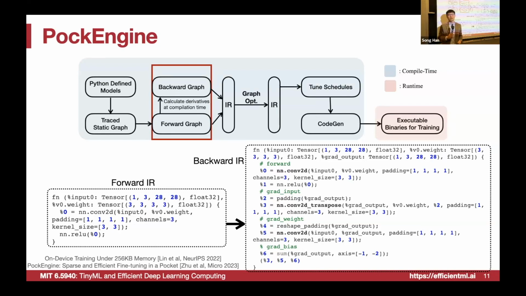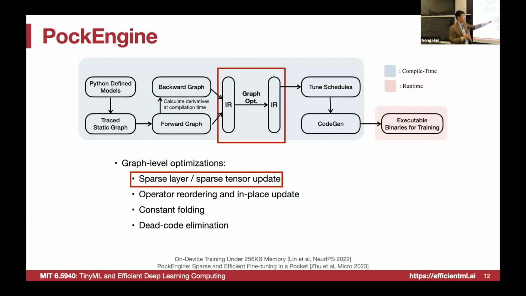That's why the FLOPs for backward is 2x the FLOPs for forward, since one conv2D becomes a conv2D transpose plus another conv2D to calculate the gradient for the input and also for the weight. And finally, we also need to calculate the gradient for the bias. So after getting from forward IR to backward IR, now we can perform graph-level optimizations, including sparse layer, sparse tensor update, operator reordering, and also in-place update, constant folding, and dead code elimination.